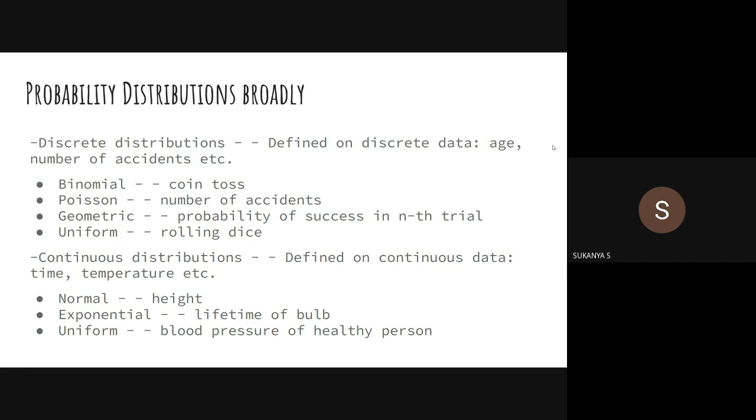Uniform distribution is where you have equal probability for every possible outcome. That is a unique feature of a uniform distribution. Also, geometric has one unique property: it has the lack of memory property, right?